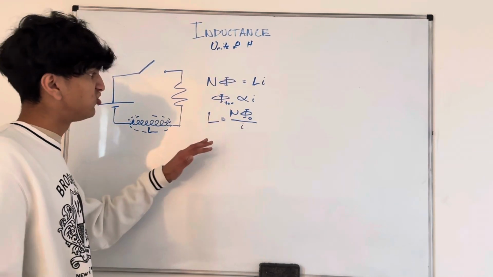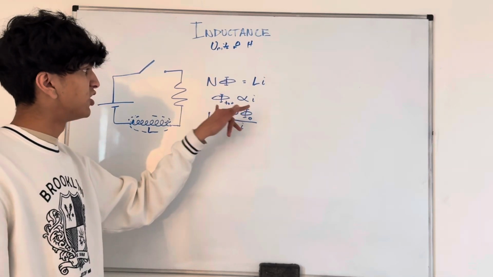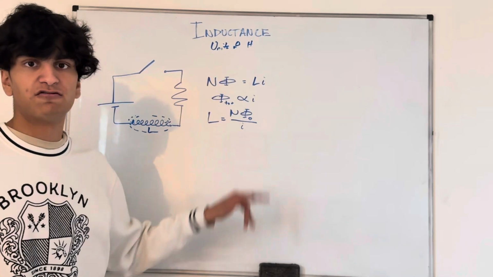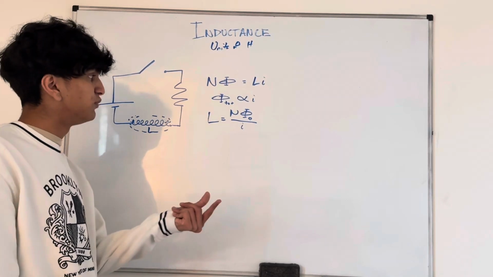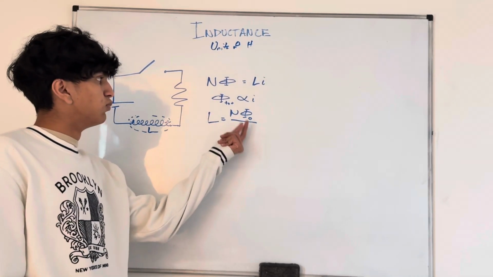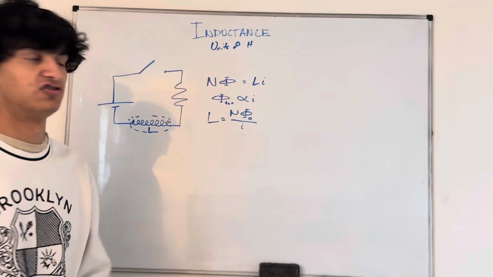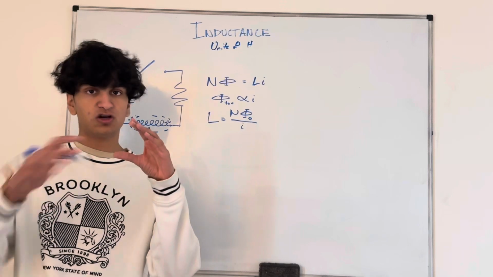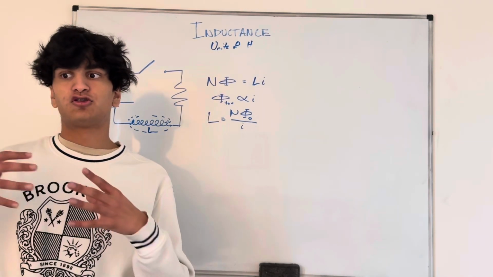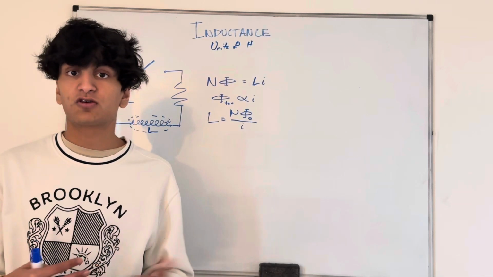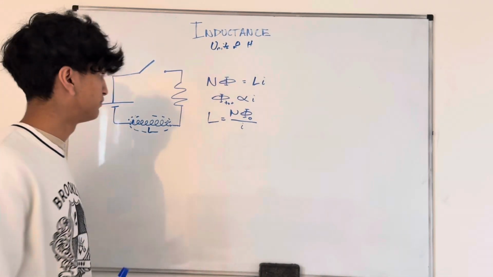So L is just a proportionality constant. It is just the ratio of the total flux you would get to the amount of current you have. An inductor with a high inductance just means you can get more flux for the same amount of current. It's a proportionality constant, just like capacitance, right? C equals Q over V. That is just a proportionality between the potential difference across a capacitor and the charge on that capacitor.